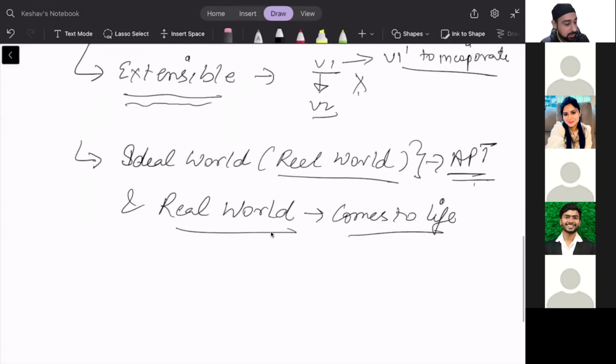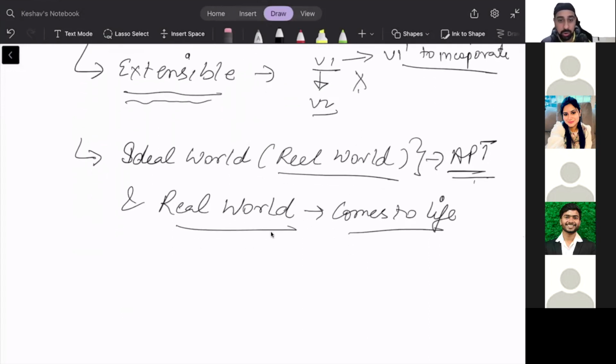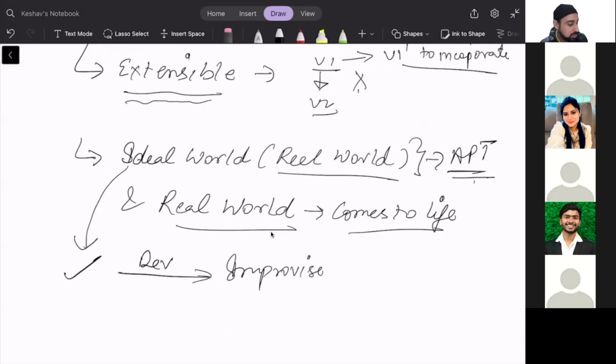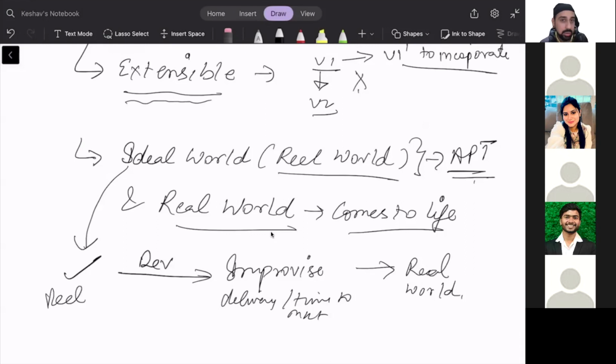What I mean by this is that on day zero, before you start the implementation, you would have designed the system as the ideal one. But when it comes to development, you improvise based on delivery times and time to market, and you come to the real world design. So there would be improvisations that you do from the ideal world to the real world.